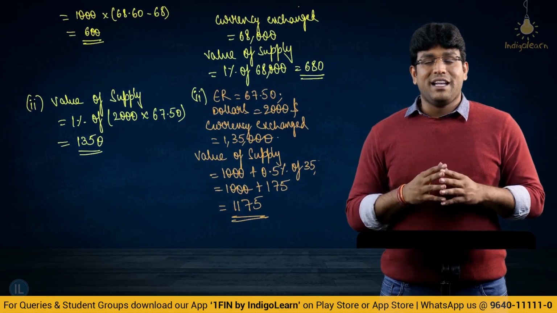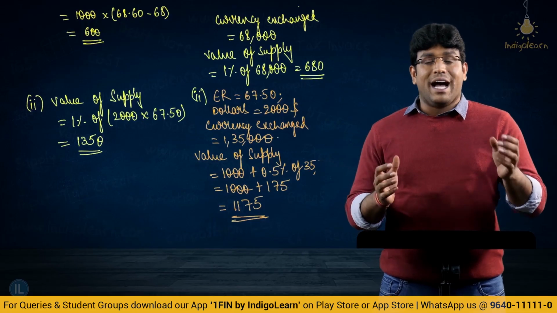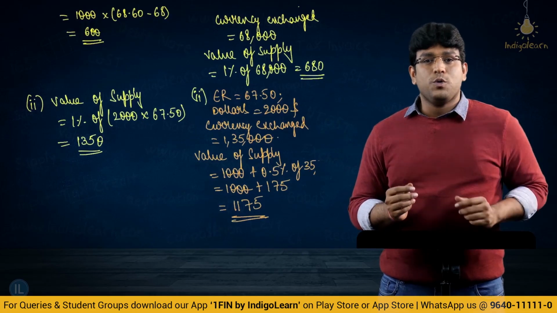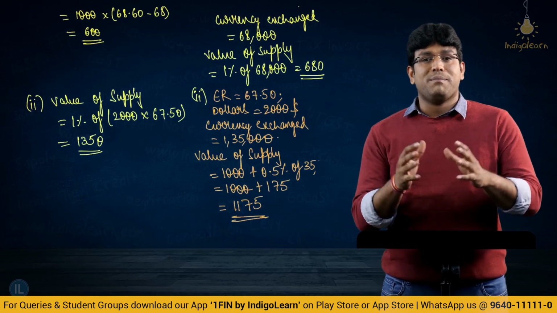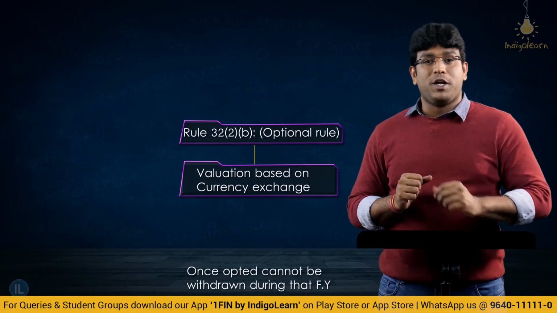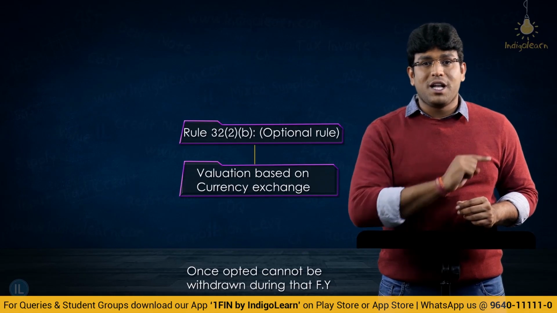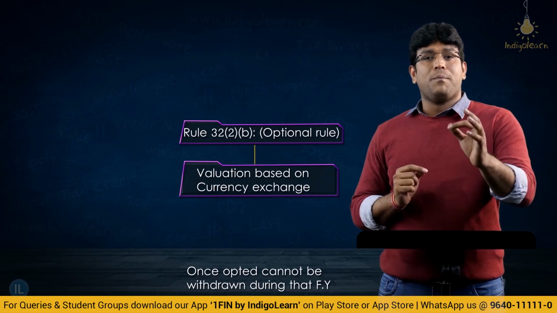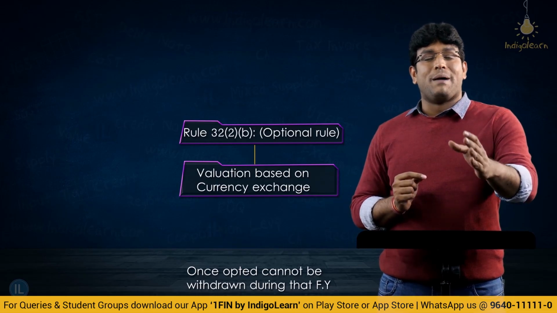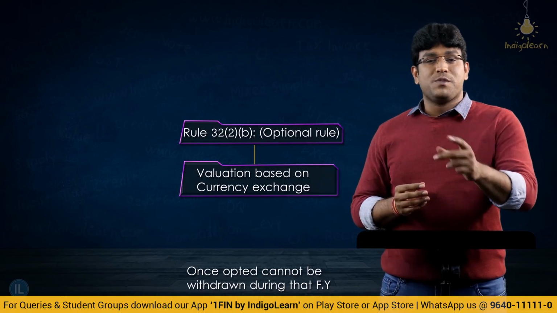You can observe very clearly in the answer what we have presented, that when we apply Rule 32.2a, the answer is different. When we apply Rule 32.2b, the answer is different. Both of them are two different valuation mechanisms. But it is utmost important to be kept in mind, again I am repeating this point, that Rule 32.2b is optional, but once opted, it cannot be withdrawn during remaining part of the financial year. So that's the end of story of this beautiful problem.